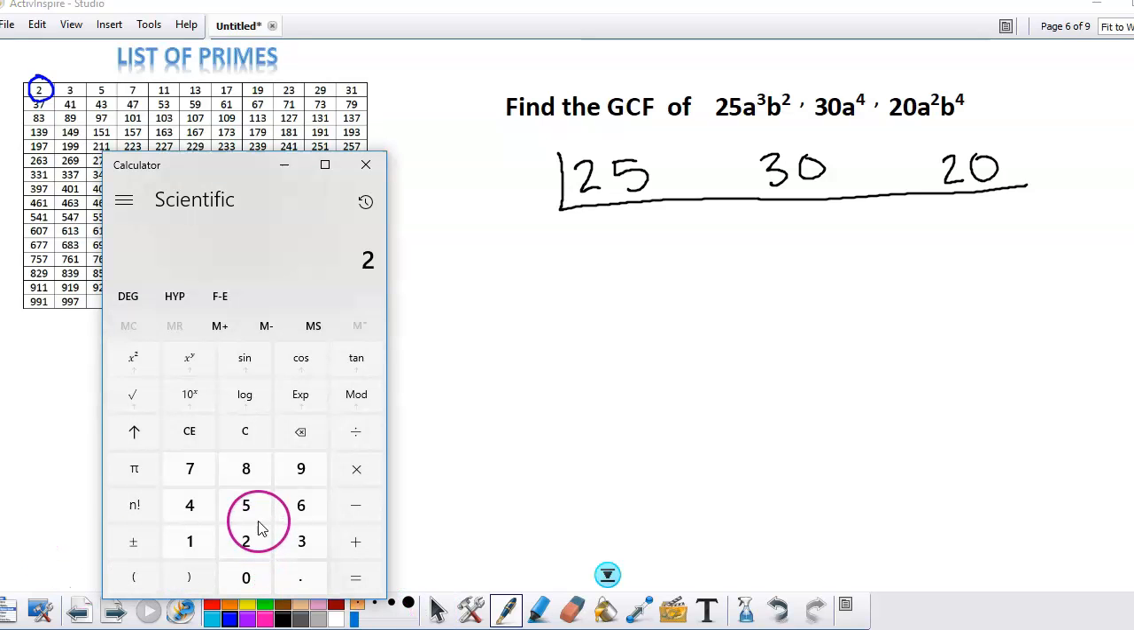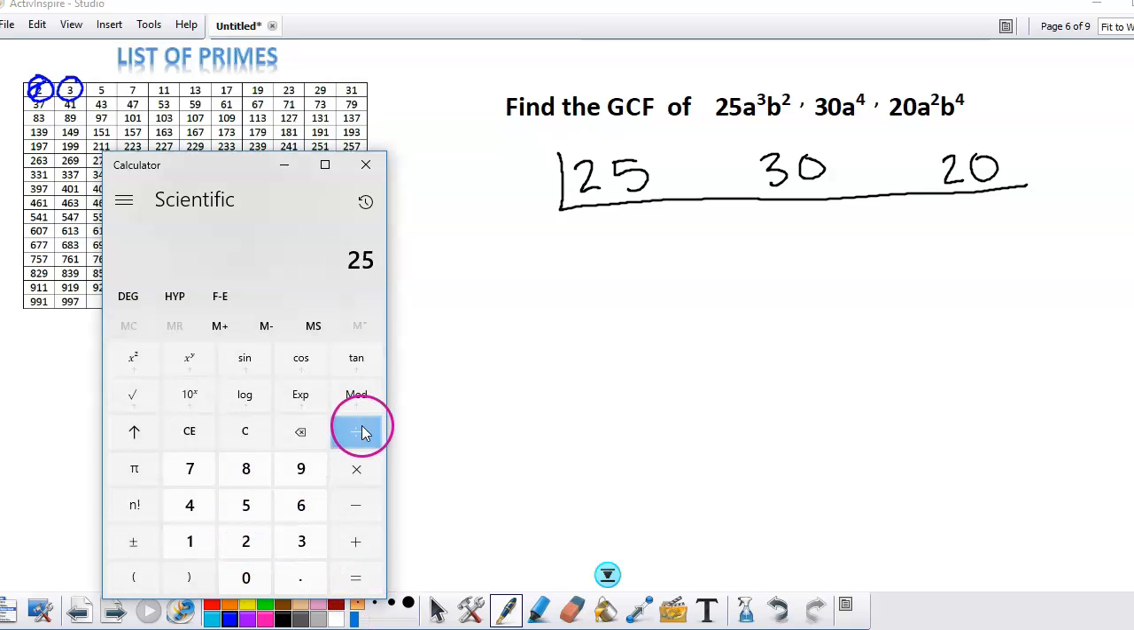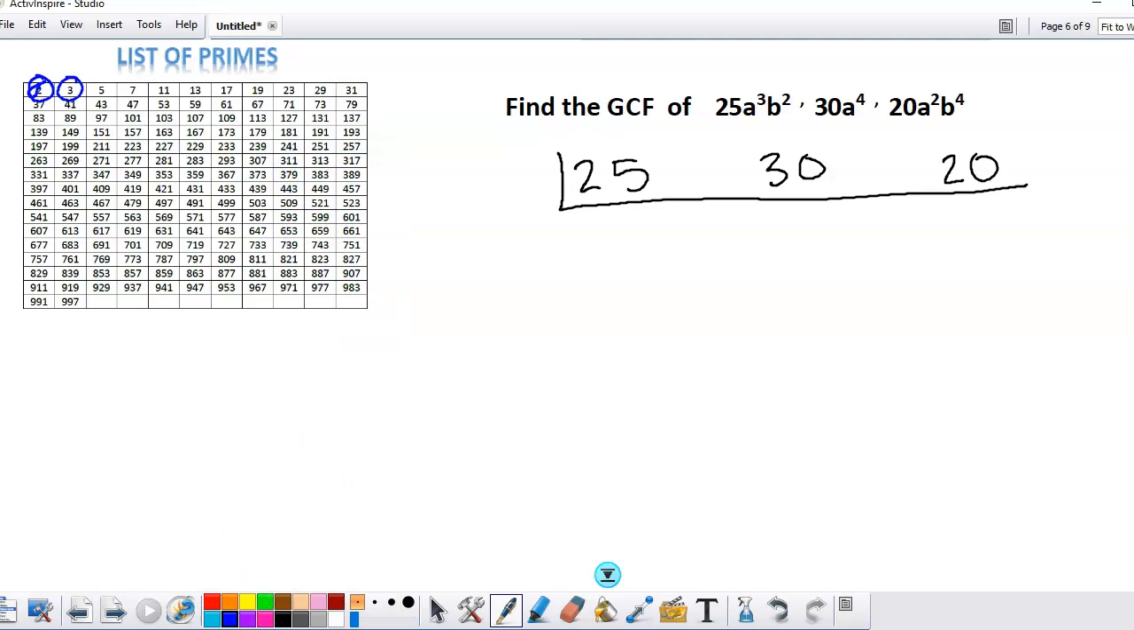So 25 divide 2. Well, that has shot down our 2 already. A decimal is not a whole number answer, so 2 is not one of our common factors. So we're going to try 3. Will 3 go into 25? 25 divide 3. And again, no. So we're going to disqualify the 3 and look at our 5.